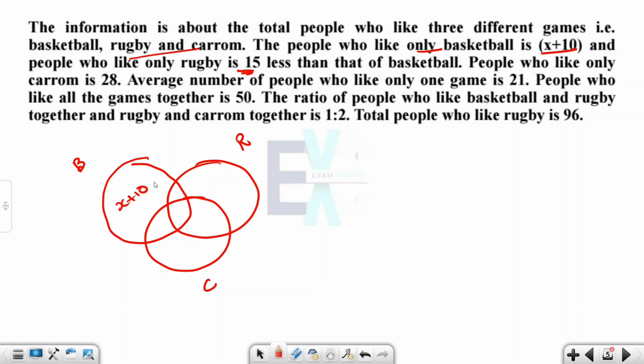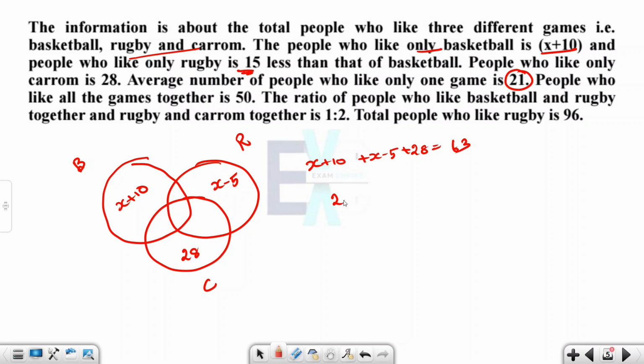Okay, if I subtract 15, we'll be getting x minus 5. Next, people who like only carom is 28. The average number of people who like only one game is 21. So x plus 10 plus x minus 5 plus 28 is equal to what? What is the average? 21.